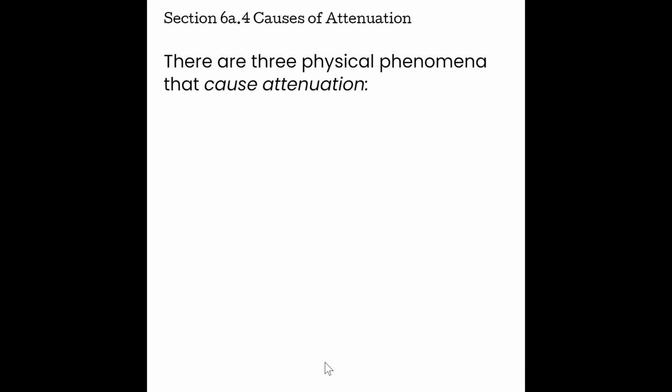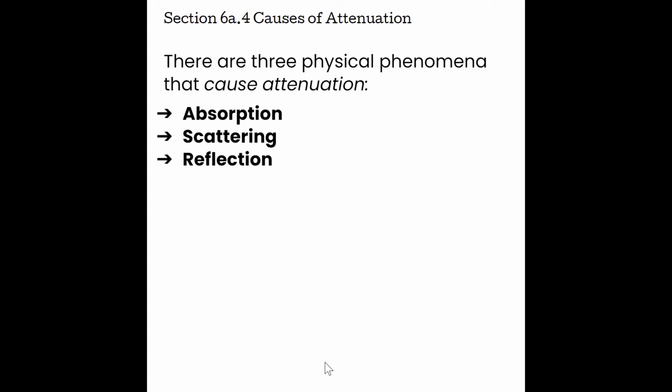Section 6A.4, causes of attenuation. When a pulse is emitted from the transducer, it's going to travel through the acoustic gel and then into the body. As sound propagates through a medium, it will attenuate. There are three physical phenomena that cause attenuation. They include absorption, scattering, and reflection.